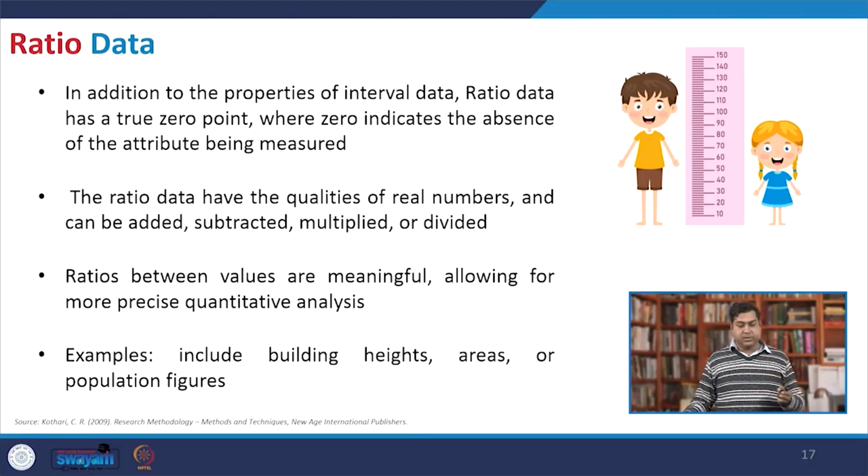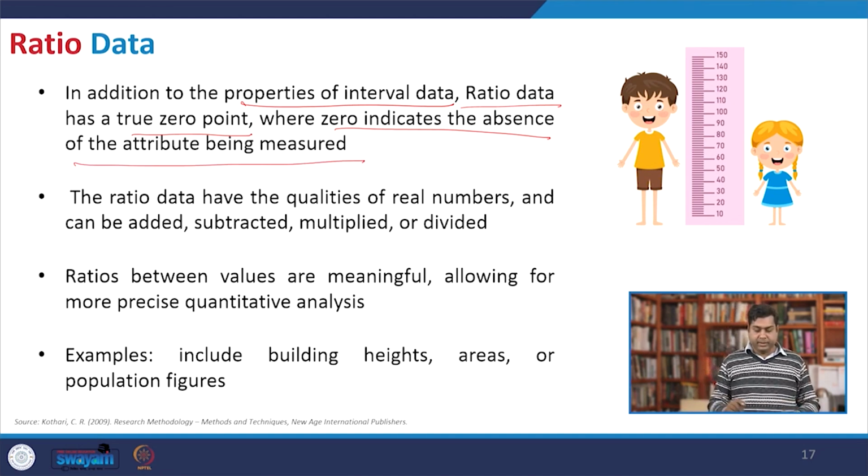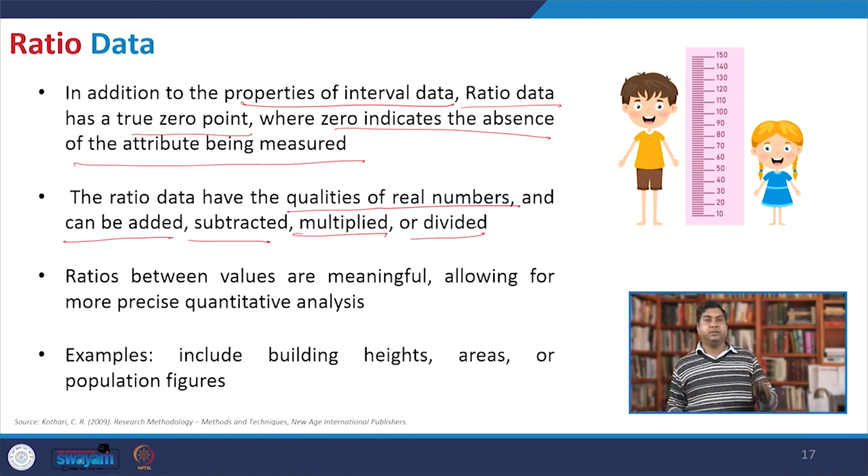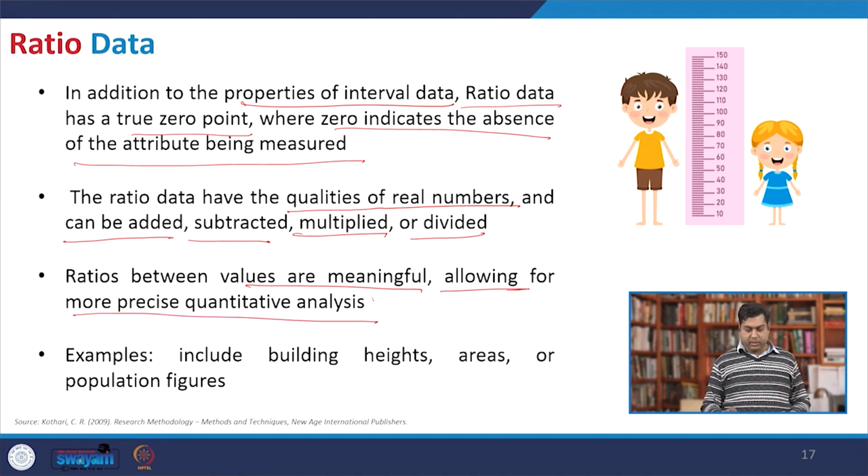Now in contrast, ratio data: how is it useful? In addition to the property of interval data, which is having some kind of meaningful information, and the value between two points can be measured, ratio data additionally has a true 0 point, where 0 indicates the absence of the attribute being measured. The ratio data have qualities of real numbers and can be added, subtracted, multiplied or divided. So this is the advantage of using ratio data, where you can do all these operations. The ratios between values are meaningful, allowing for more precise and quantitative analysis.